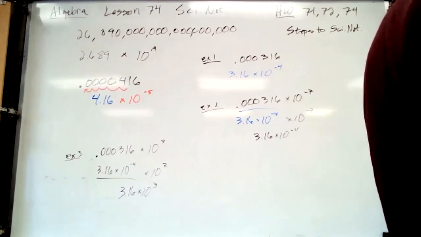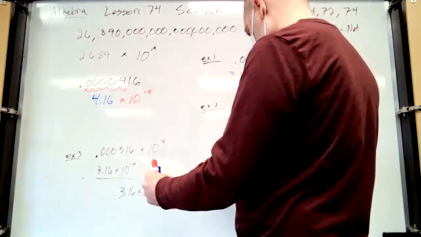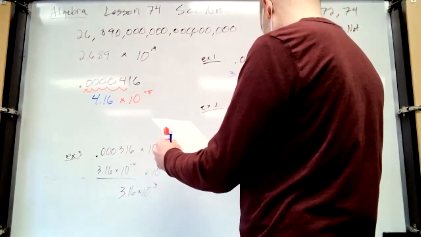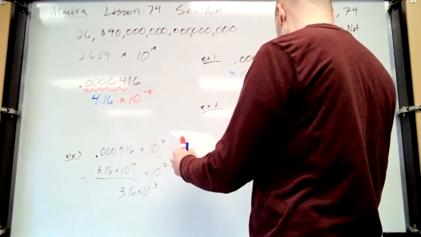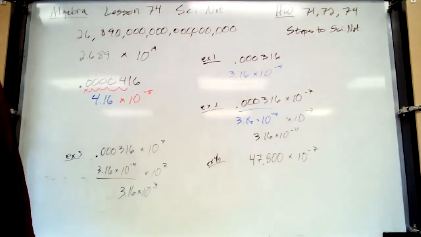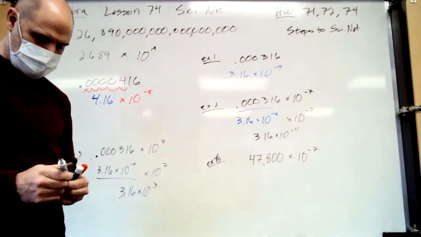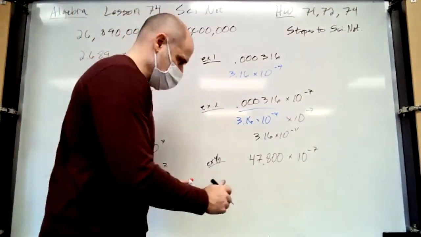I'll just try one more and see if I can stump you. Okay, this is example 4B. So try that one. So 47,800. Okay.